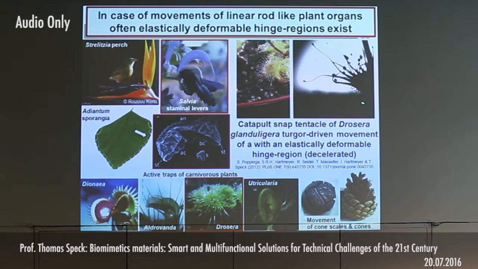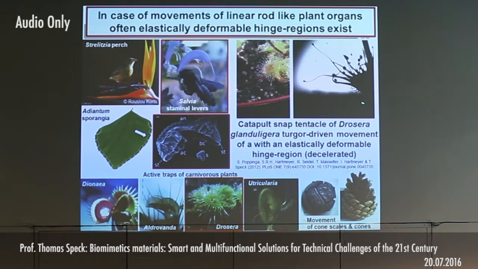A next group of plants we are interested in, these have more linear or rod-like plant organs, and they have elastically deformable hinge regions. You have never a localized hinge, but you have a hinge region. One we looked at very intensively was staminal lever arms of salvia, but we also looked at these sporangia in different ferns, and these sporangia in ferns are also pretty fast. And you see a sporangial opening again of the maidenhair fern, and it's triggered by hygroscopic movement by drying out of this backbone structure. But nevertheless, you have no real hinge, you have a hinge region.